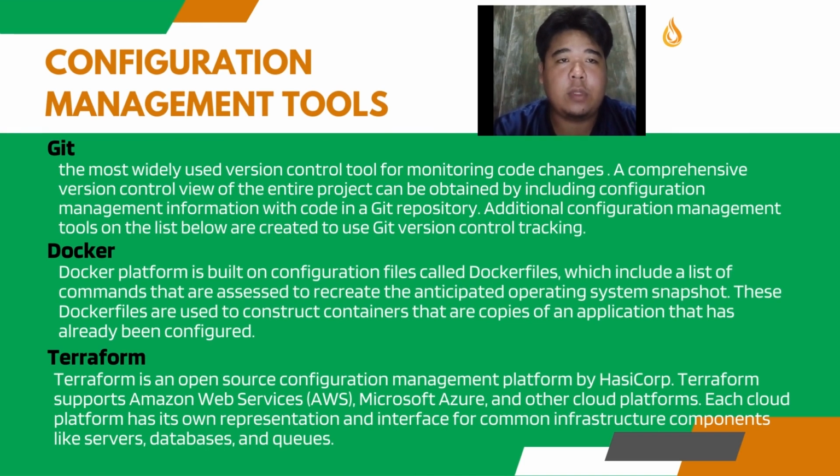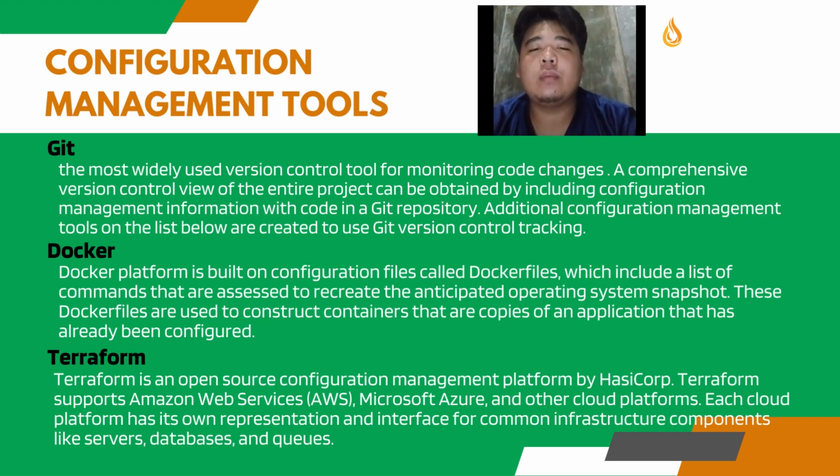The configuration management tools. Configuration management tools automate the process of identifying, documenting, and tracking changes in the hardware, software, and devices in an IT environment. So, Git, the most popular version control tool for tracking code changes, stores configuration management information alongside code in a Git repository. You may receive a full version control view of the entire project.